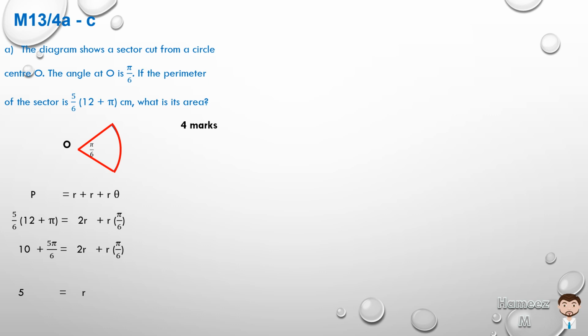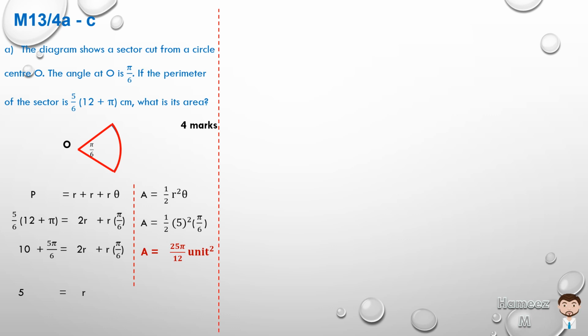So we know the radius. And we can now find the area of the sector. Area of a sector is equal to half r squared theta, which is equal to half times, we know r, that's 5 squared times pi on 6. So 5 fives are 25. So that will give us area is equal to 25 pi over 12 square units.